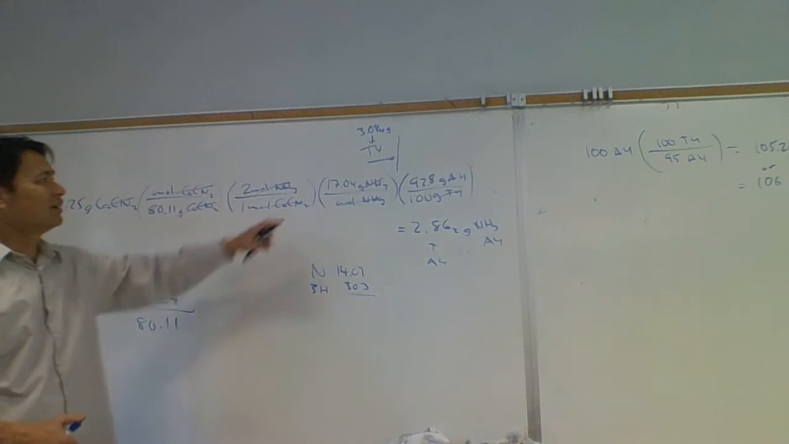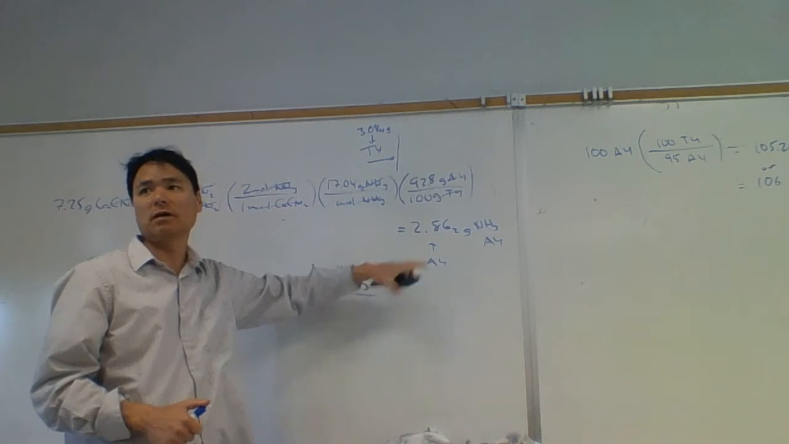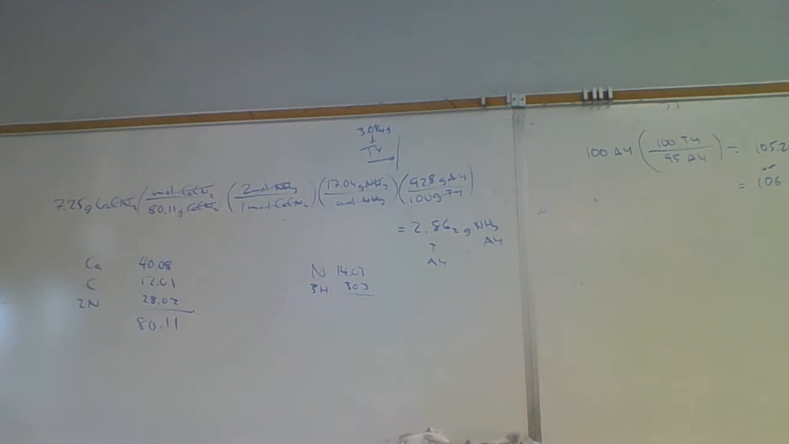In theory, I'm going to make this much. In actuality, I'm going to get this much. And so this is using the percent yield to figure out how much product I'm actually going to get. The other way we use this is different. So here, the next question is HCl and iron. This is a single replacement reaction.